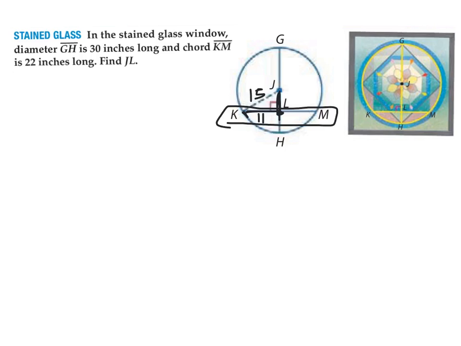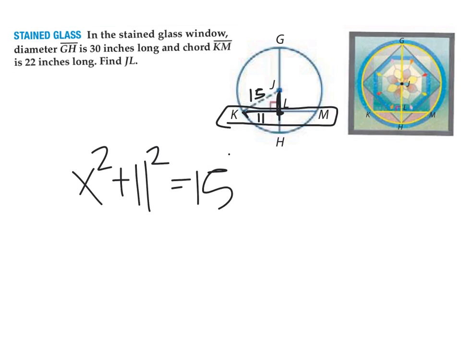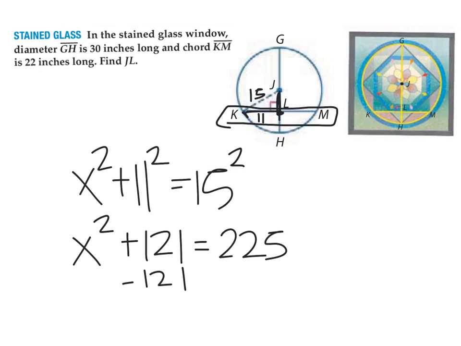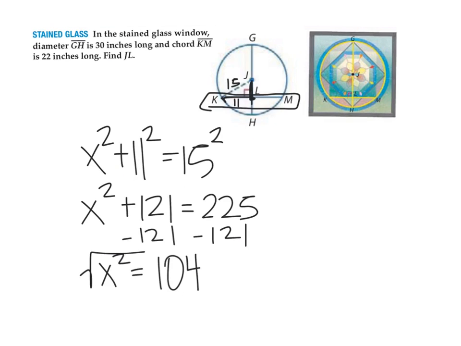So we can say x squared plus 11 squared equals 15 squared. 15 is the hypotenuse of the right triangle. Then we can solve it for x. x squared plus 121 equals 225. We can subtract 121 from both sides. So x squared is going to equal 104, and then we need to take the square root of both sides. And we will get that x is equal to 10.2. So that's our final answer. The length of JL is going to be 10.2 inches.